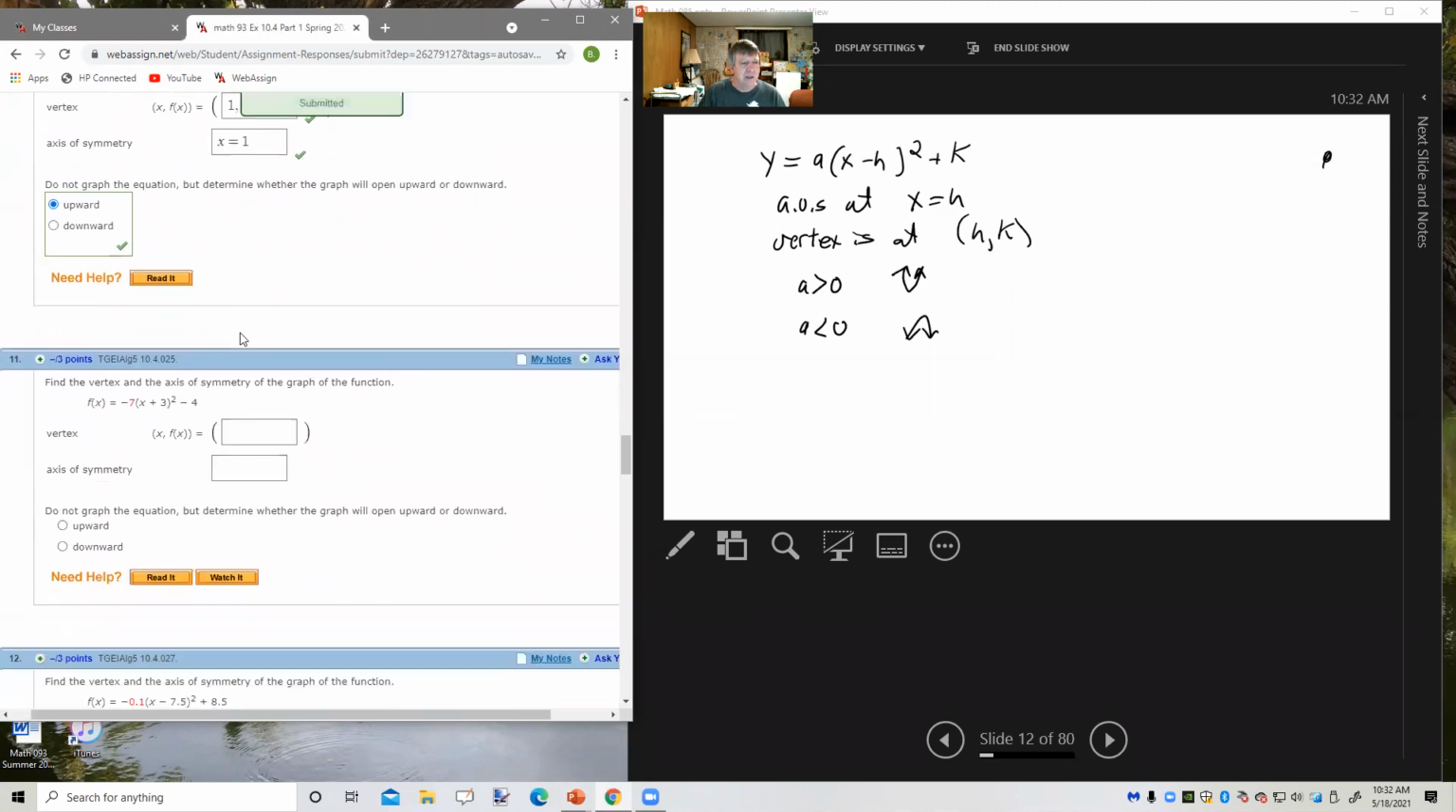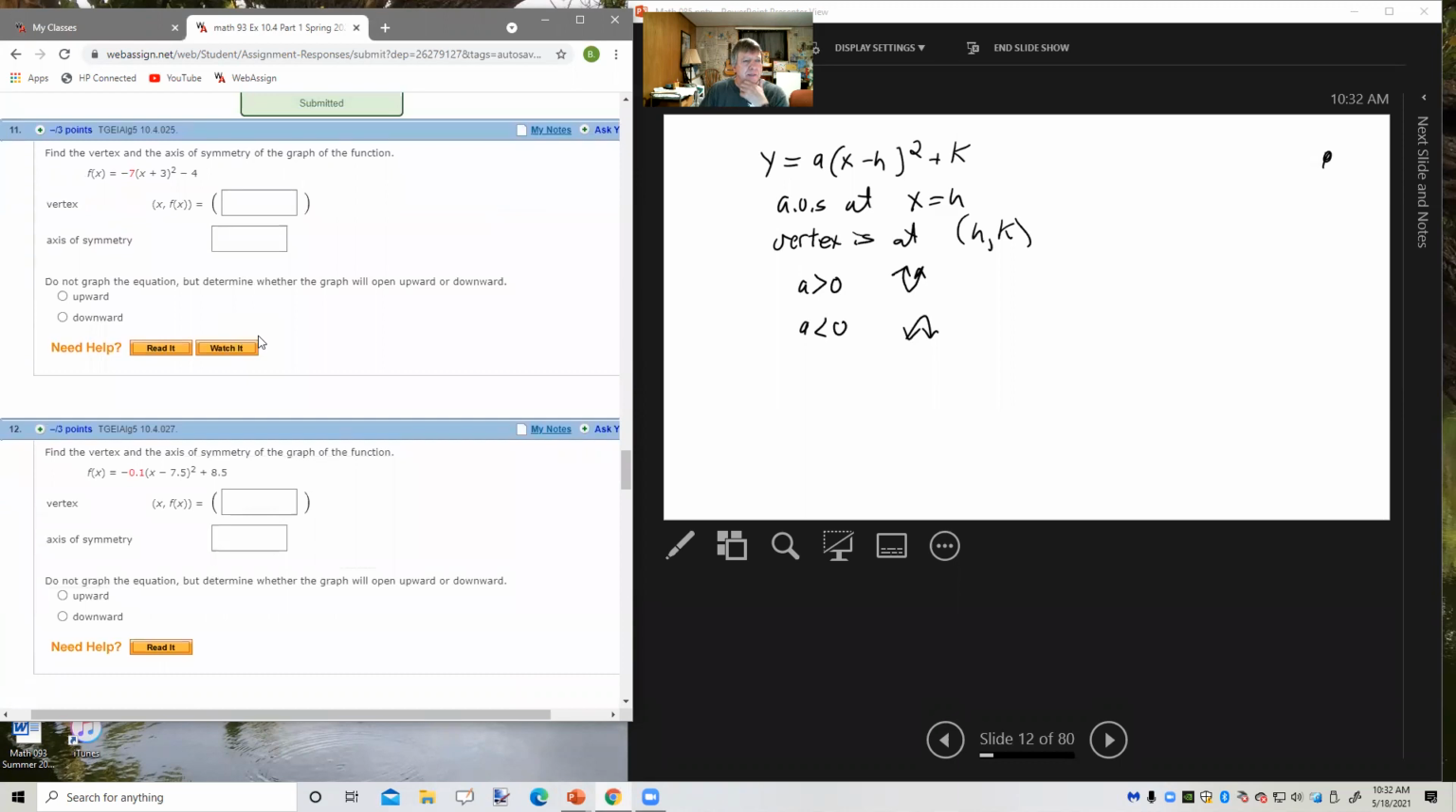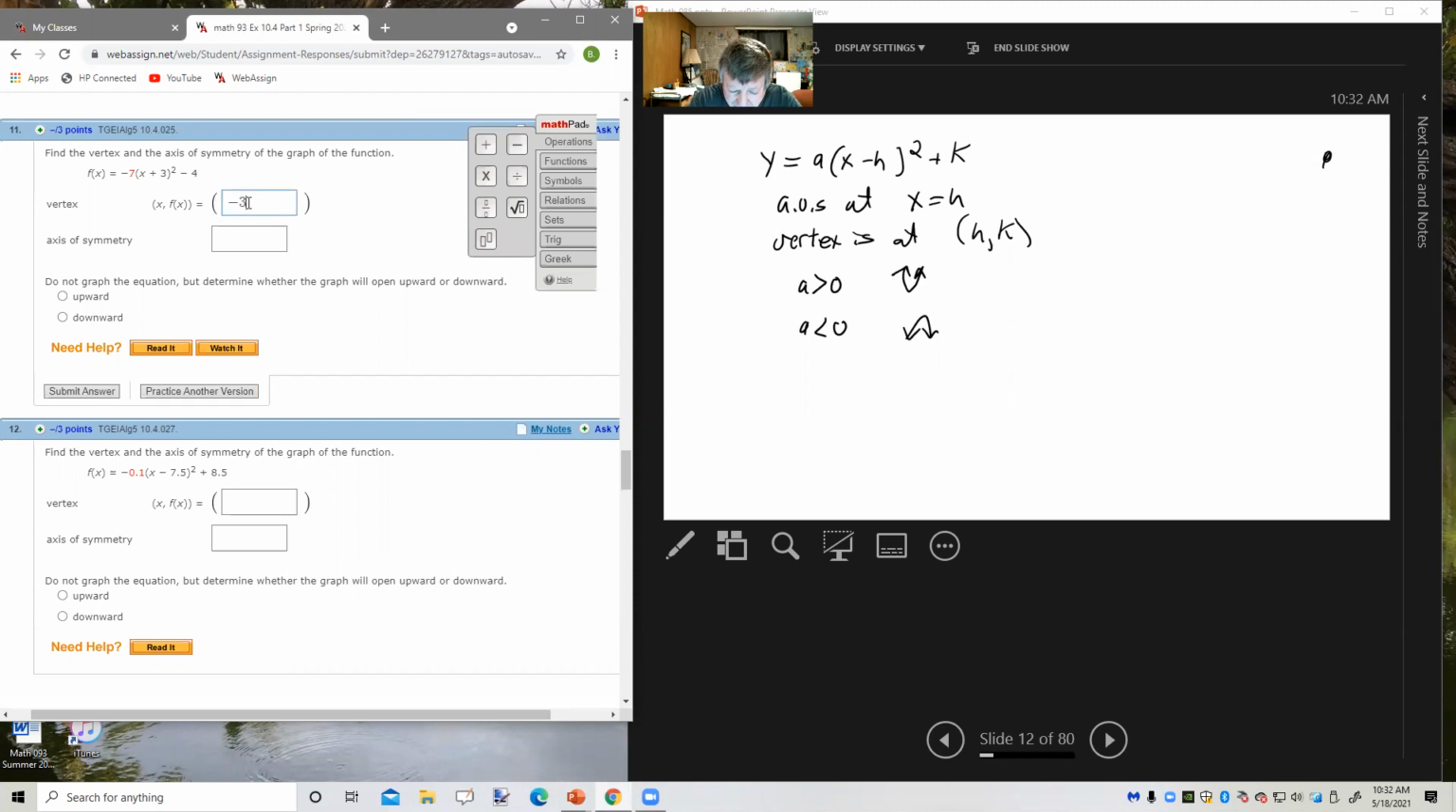All right, let's take a look at one more here. In this case, h would be -3. So we're going to have -3, and k is -4. So the axis of symmetry again is at x equals -3. Here, a is a -7, so the parabola opens downward.